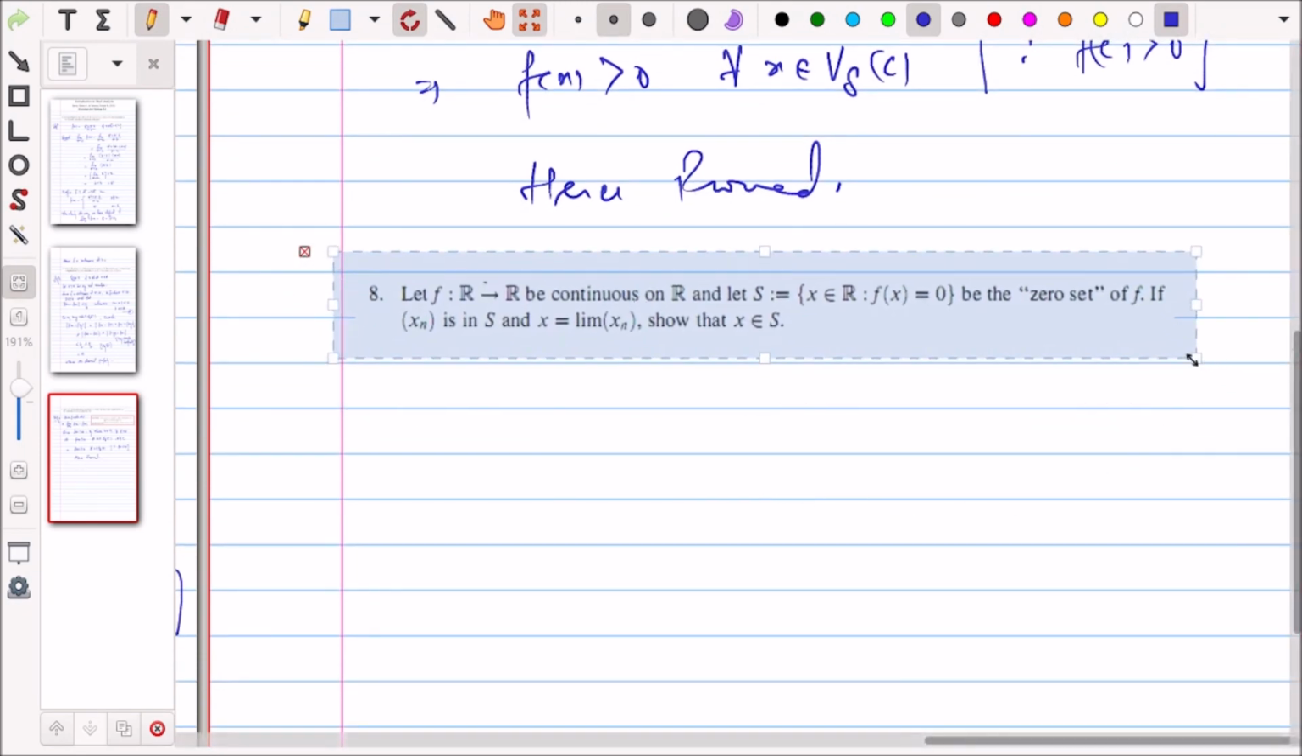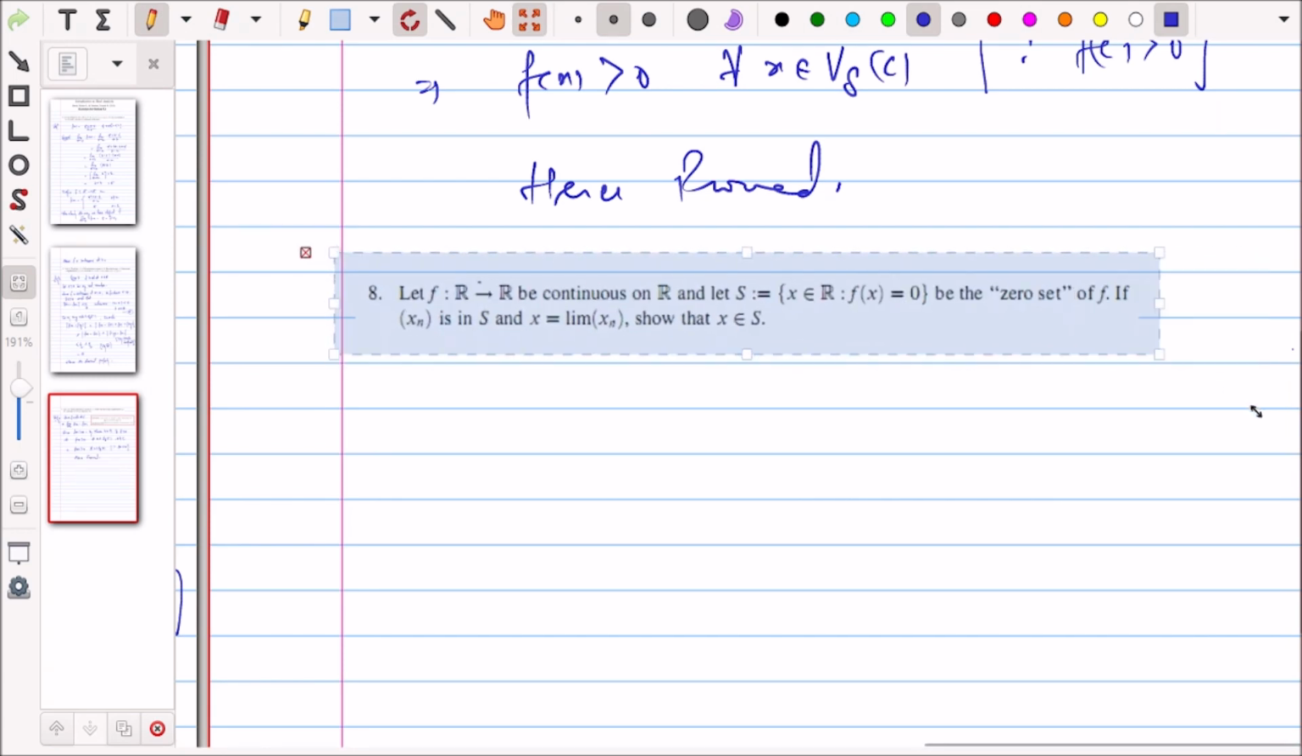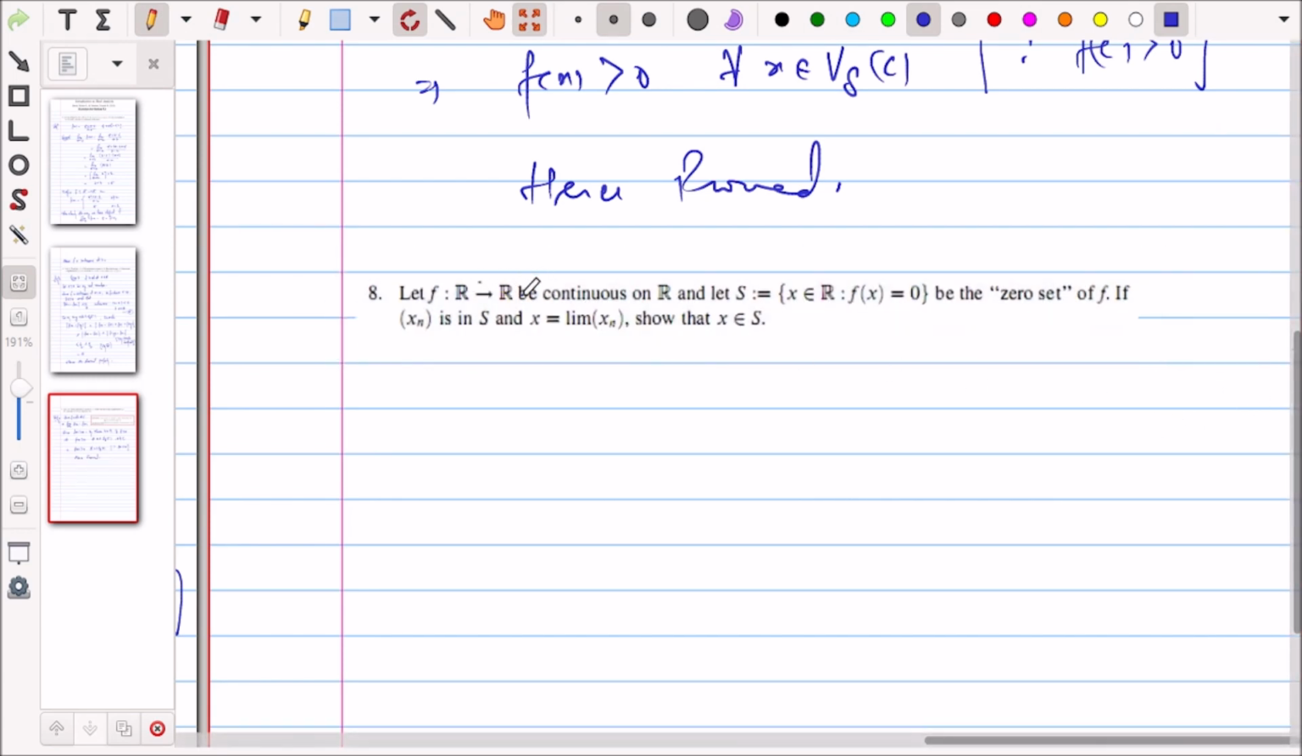Okay, so this is our question number 8. What we are asked in question number 8: we are given a continuous function on R. So f is continuous everywhere on R, and we have been given a set S such that at every point in S, f(x) is 0.